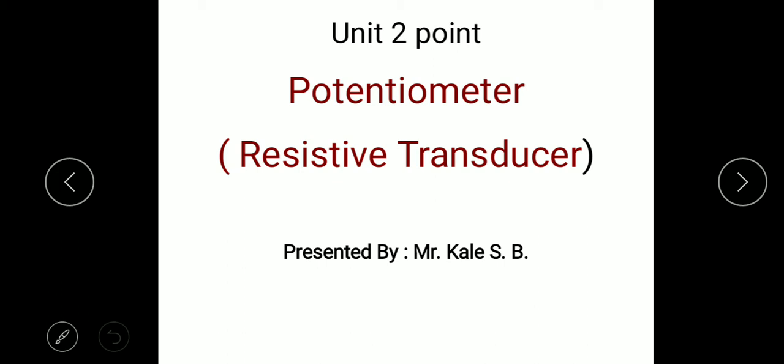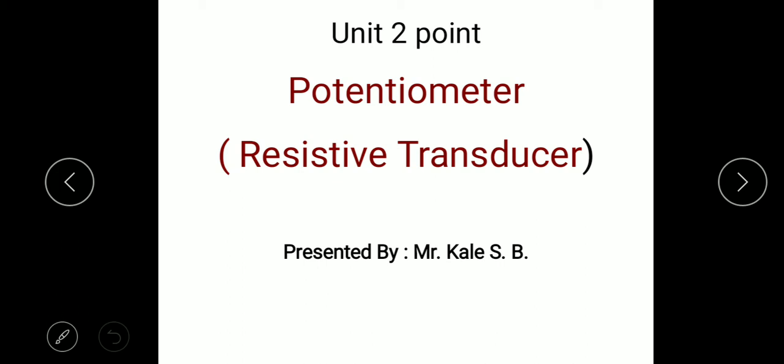But the name is resistive transducer, that means we are going to convert one form into the resistance format or into the voltage format. Okay, so we will see that device in detail, and then at the last we will conclude what we have learned. So first, before going to the detail, I would like to tell you one thing.